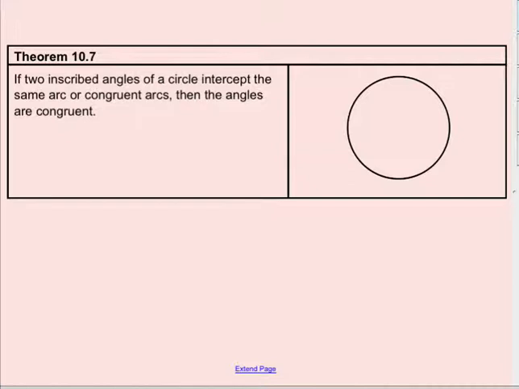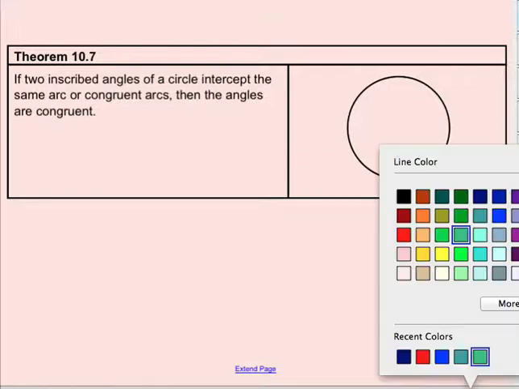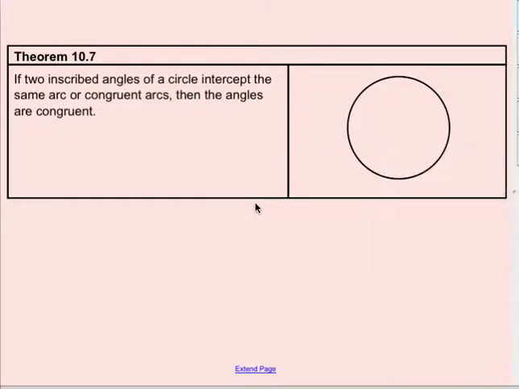If two inscribed angles of a circle intercept the same arc or congruent arc lengths, then the angles are congruent. So let's take a look at an example. I'm going to start by having an angle C. Angle C is going to intercept the circle at points A and D. That's where the arc is intercepting the circle.